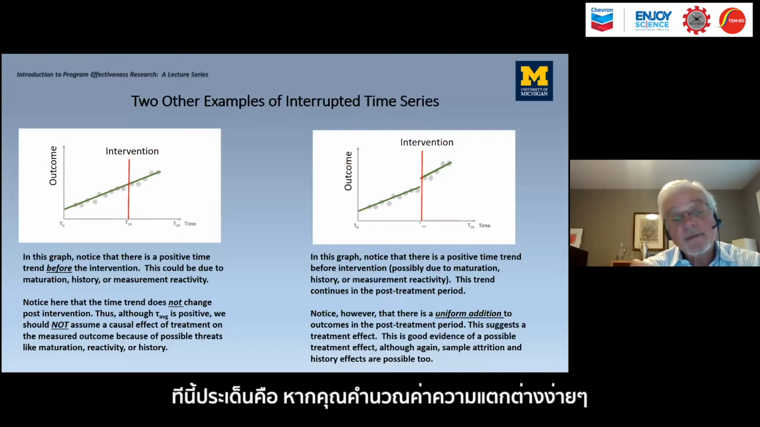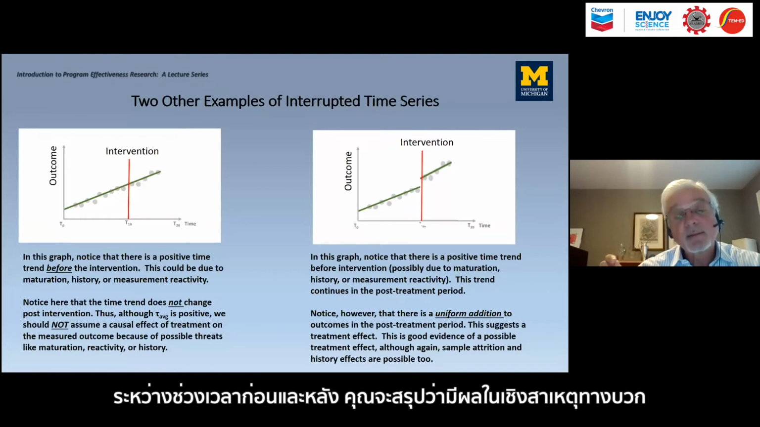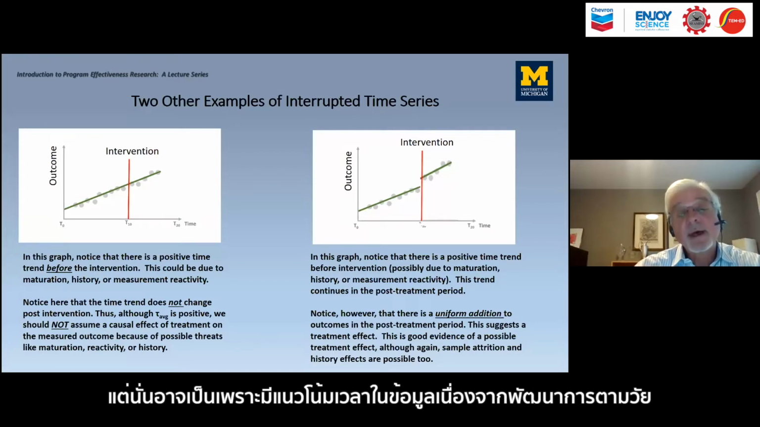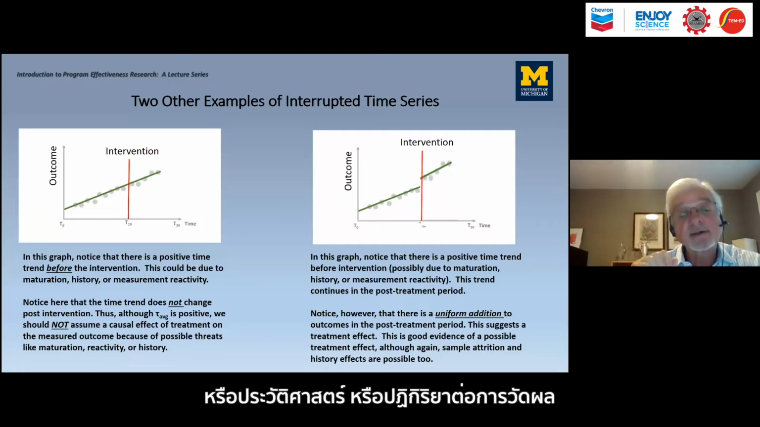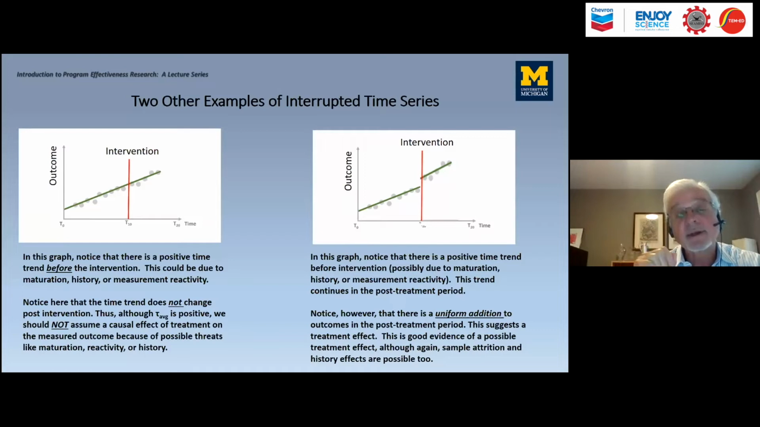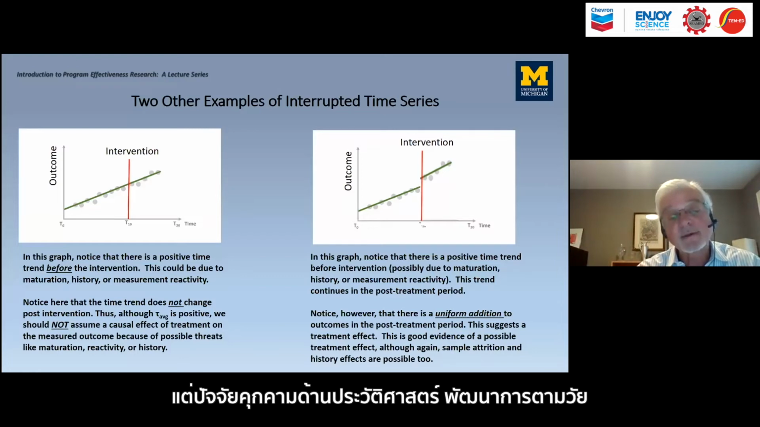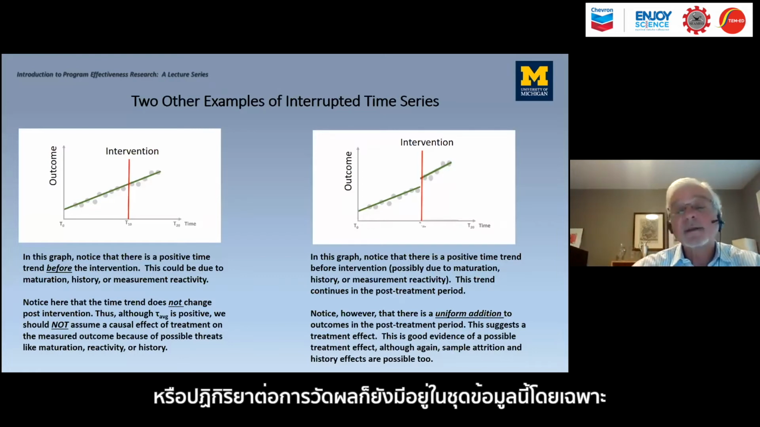Now, the thing is, if you calculated the simple difference between pre and post, you would conclude that there's a positive causal effect because the outcomes are indeed higher post-intervention than they were pre-intervention. But that could well be because there's a time trend in the data due to maturation or history or measurement reactivity. So again, you may find a tau average, but the threats of history, maturation, or measurement reactivity are present in this particular set of data.